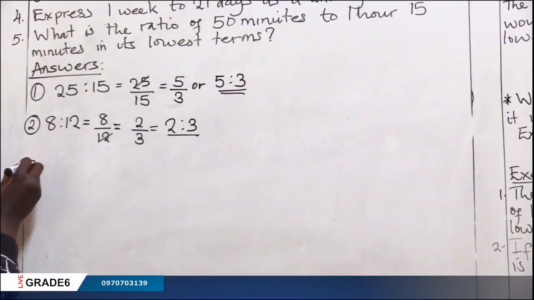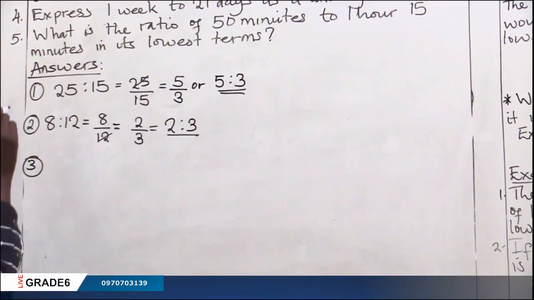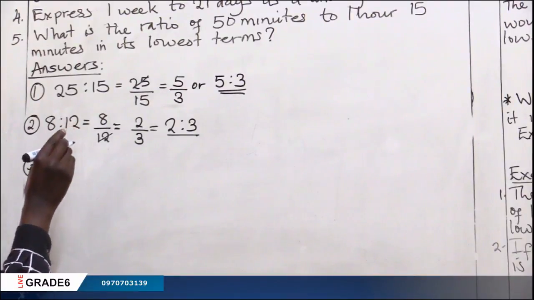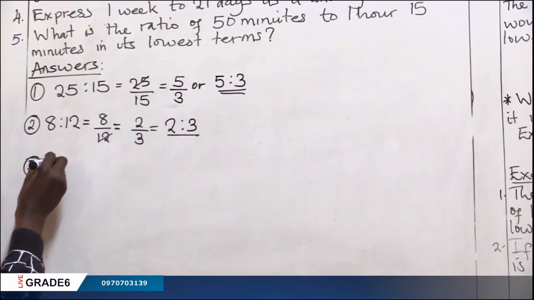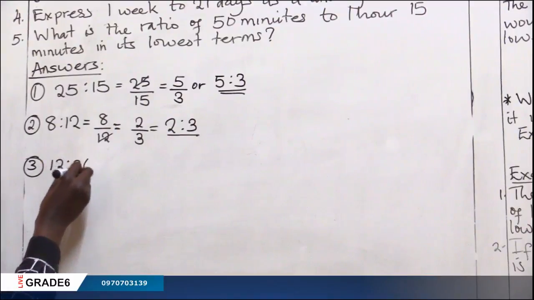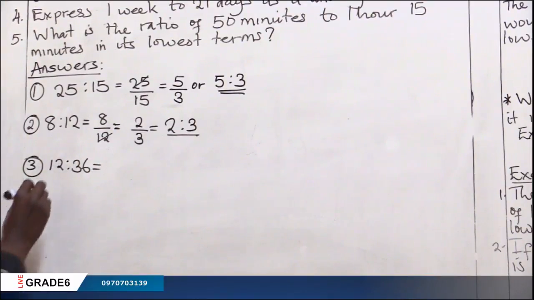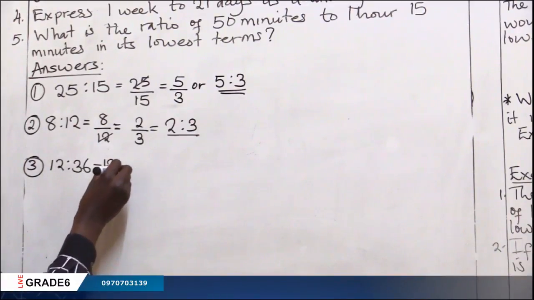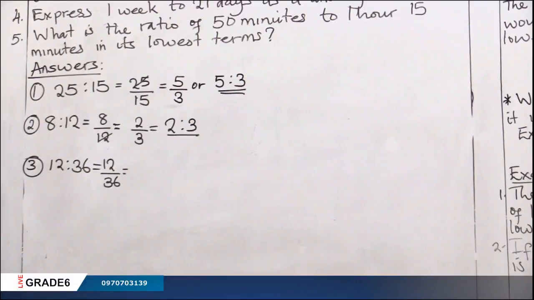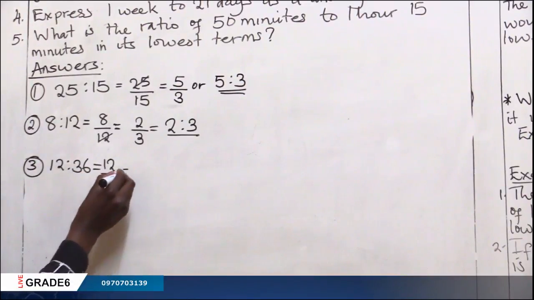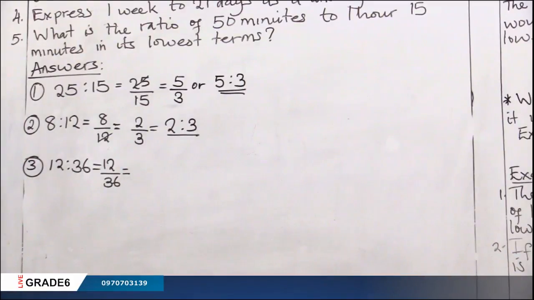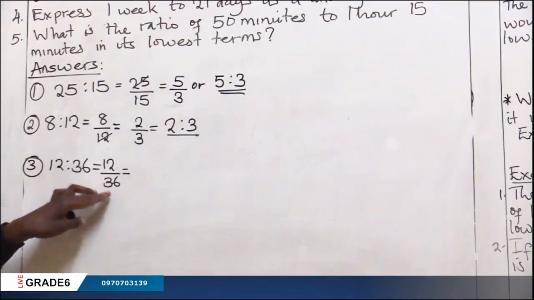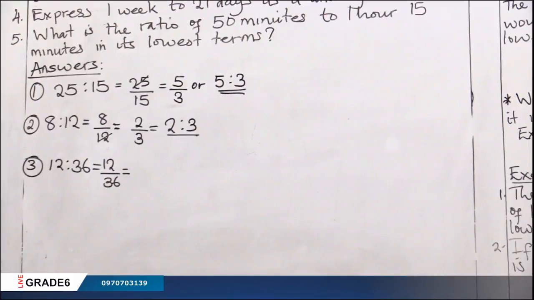So, boys and girls, we are going to express this number. There are 12 children and there are 36 sweets. So we are going to express 12 to 36 in its lowest terms. We can write it as 12 over 36. Which number can go in 12 and 36 without leaving a remainder? The number that can go in 12 and 36, boys and girls, is 12 itself.